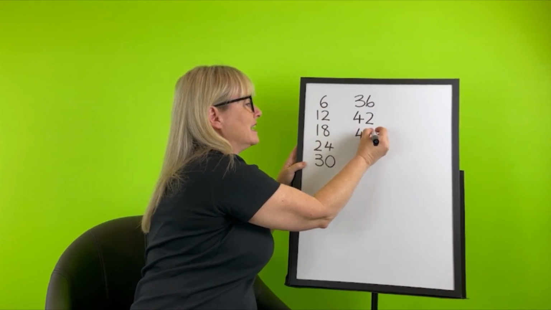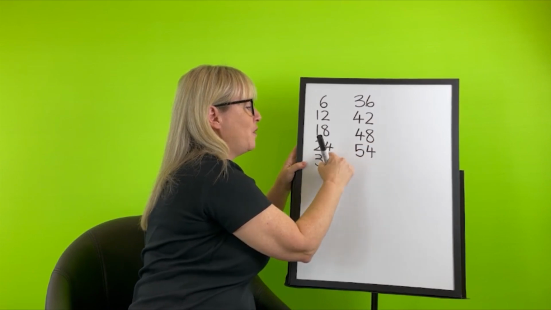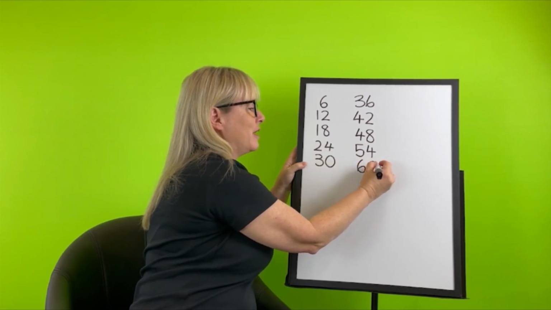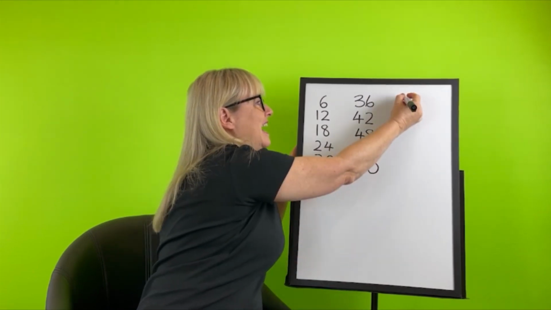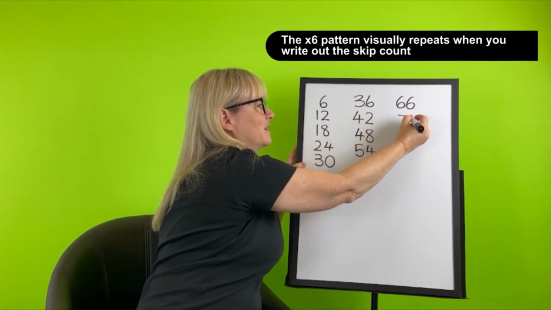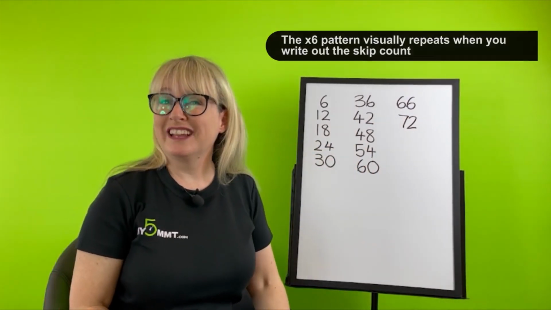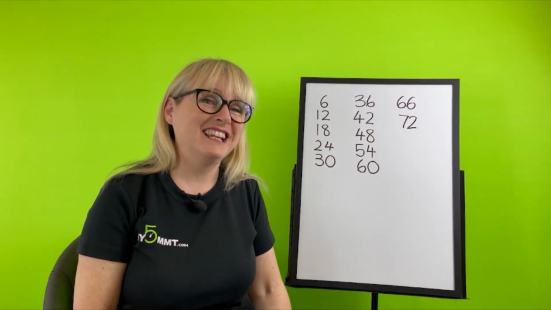And 48 finishes in an 8. 54 finishes in a 4. 60 is another rounded 10 like 30. And then it repeats again. 66 finishing in a 6. 72 finishing in a 2. So exploring multiplying and dividing is really important in Times 6.